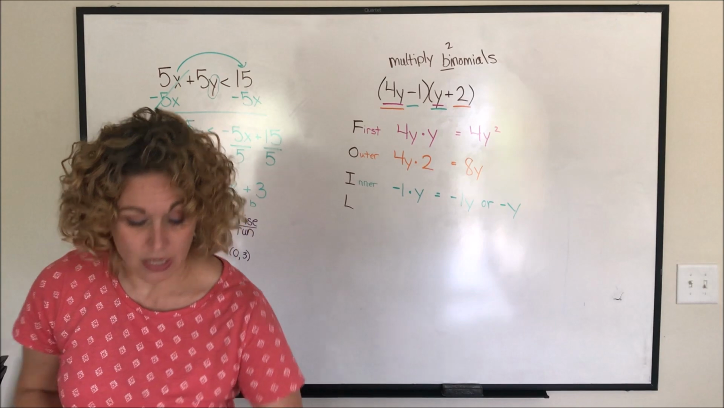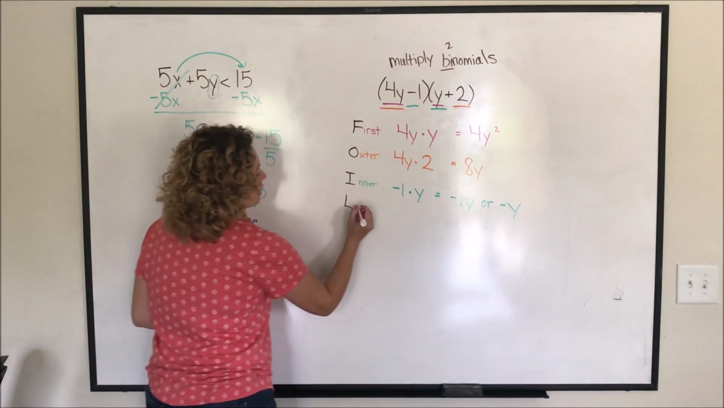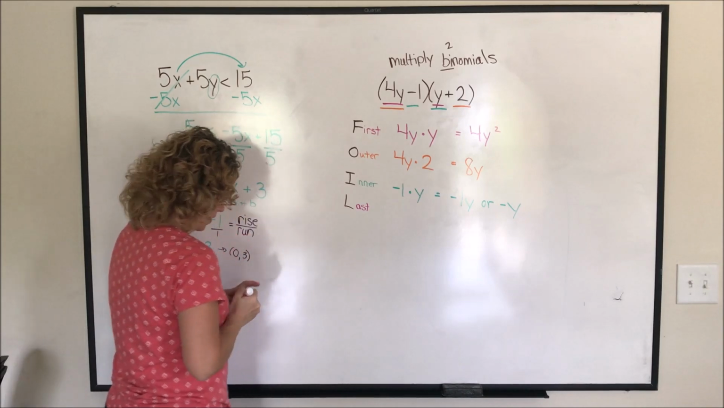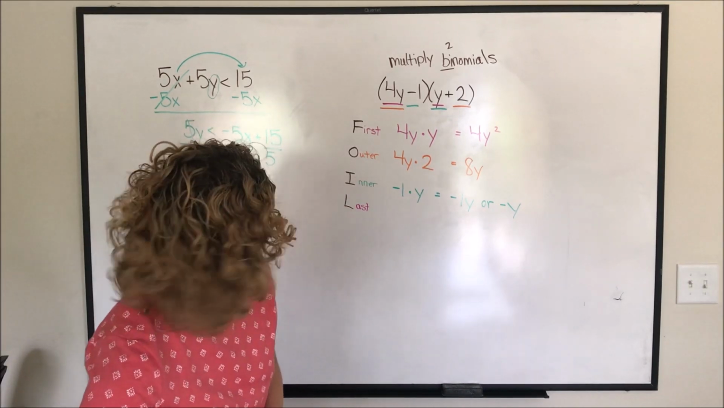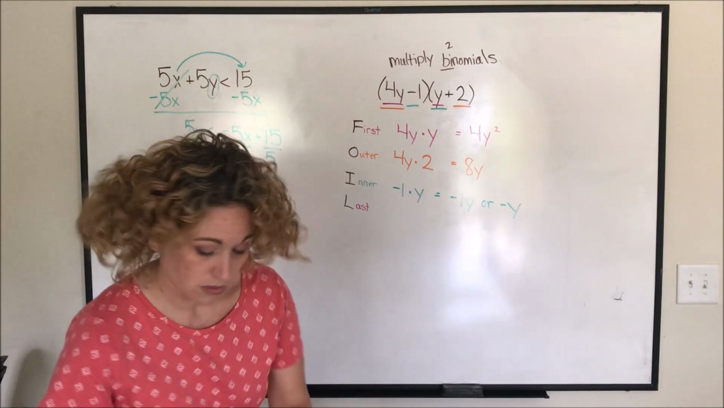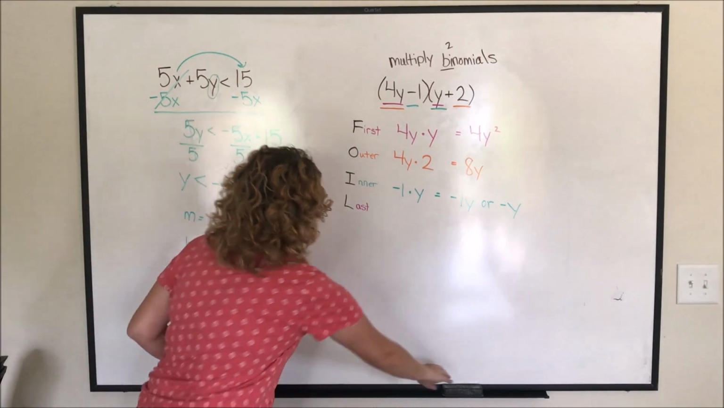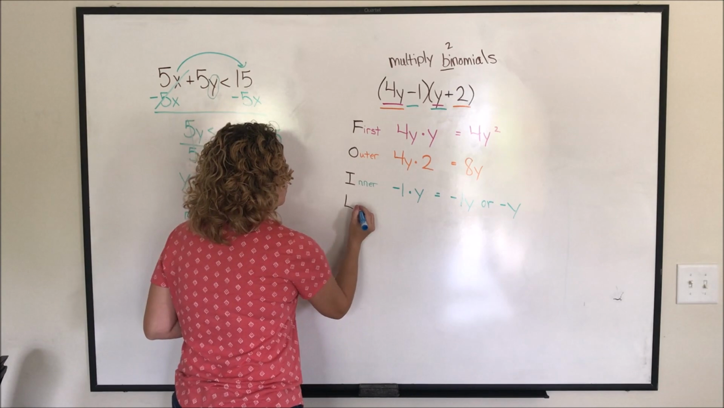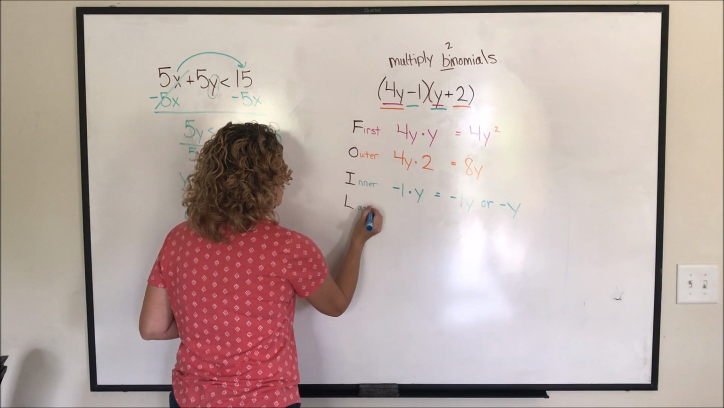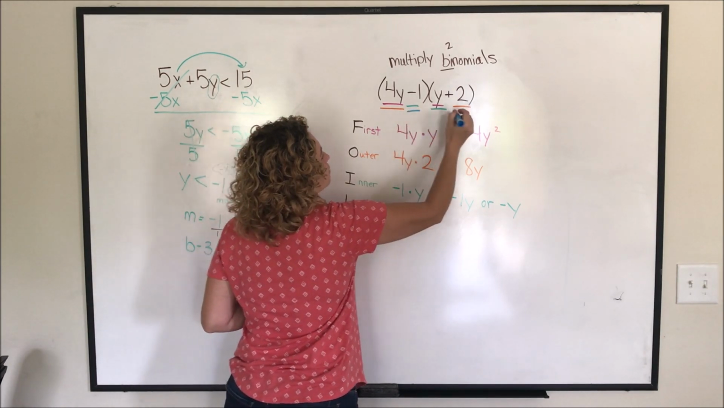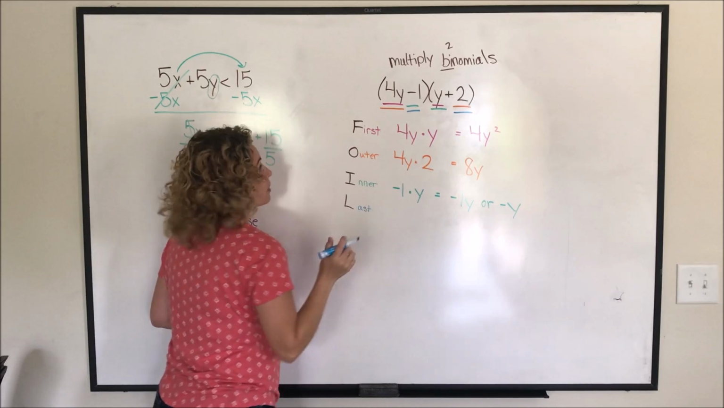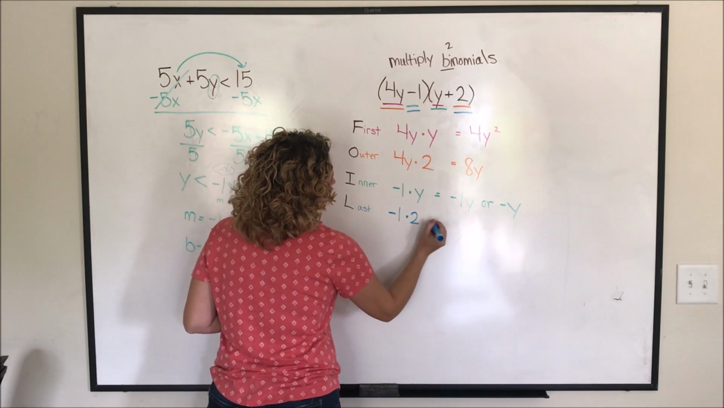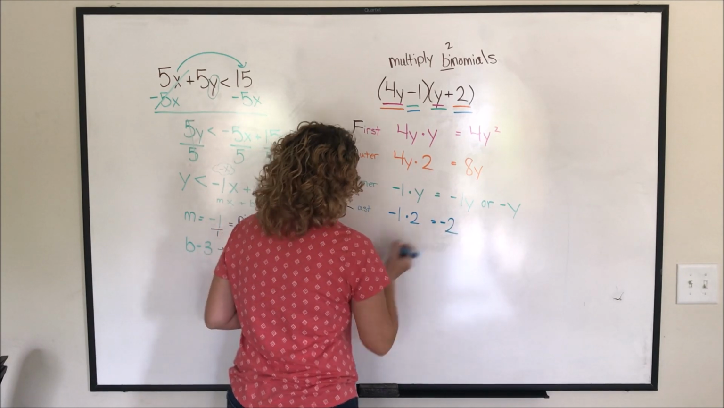And then L stands for last. Oops, I already used that color. Let me find a different color. Hold on here. Wait, use blue. Here we go. Okay, so last. That means the last ones of both sets of parentheses. That is -1 times 2, which gives us a -2.